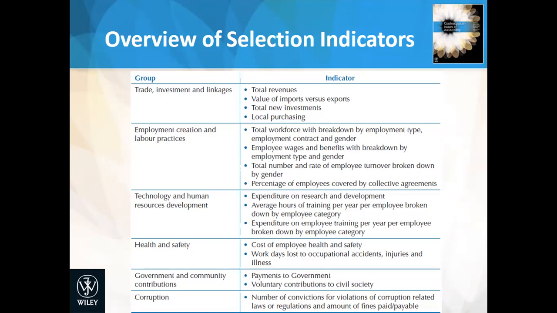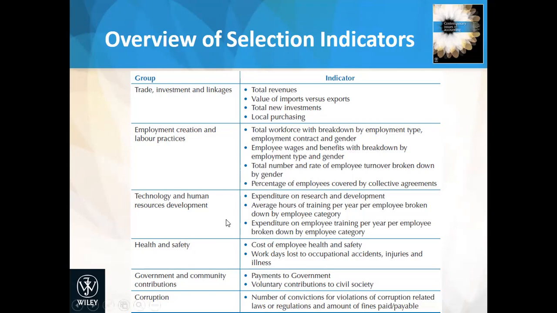Next, technology and human resources development. If the organization uses IT or IS, information technology and information systems, normally that would make the processes faster and quicker, and that would result in quicker decision making. So we have expenditure in research and development, or R&D. Then what about the training per year per employee broken down by employee category? So the time, and also the payments for them. Employee training per year per employee is broken down by category.